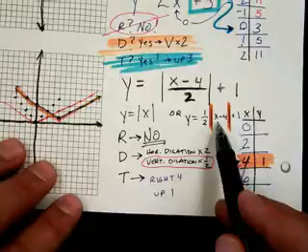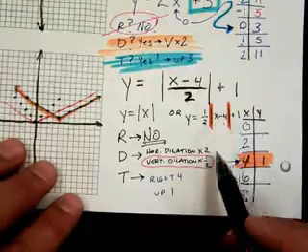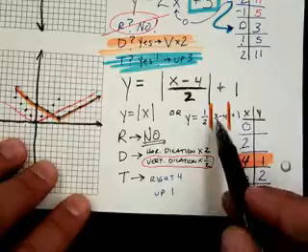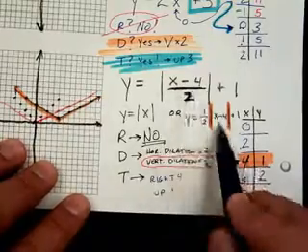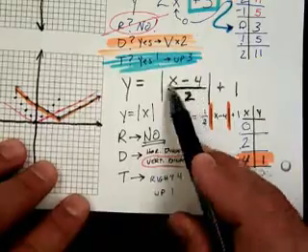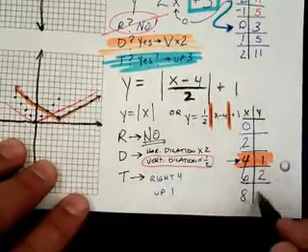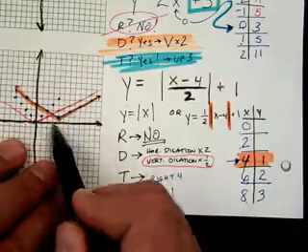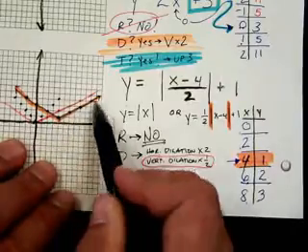Put in 6. 6 minus 4 is 2. Half of 2 is 1. 1 plus 1 is 2. Put in 8. You can use either of these. 8 minus 4 is 4. Divided by 2 is 2. 2 plus 1 is 3. Look, 6 comma 2, 8 comma 3, looking pretty good.